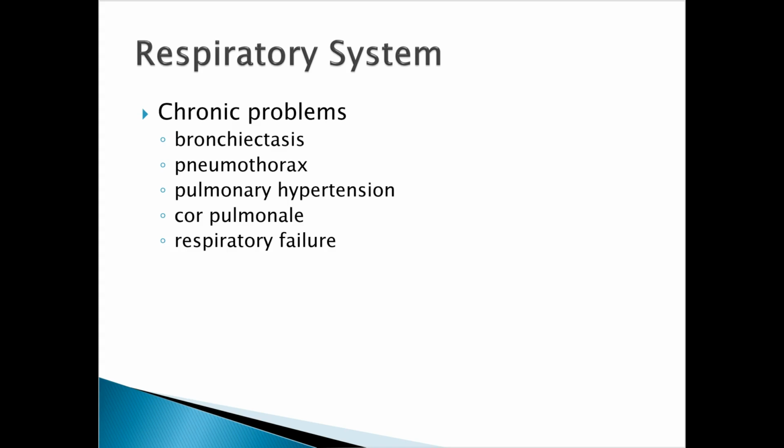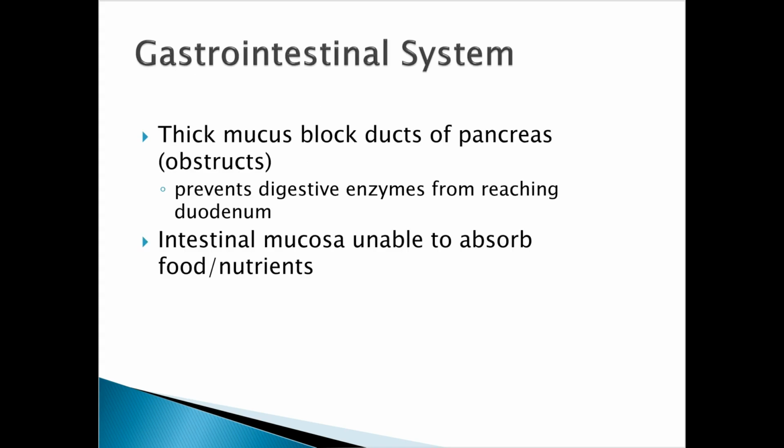They can have bronchiectasis, they may develop a pneumothorax, they may have pulmonary hypertension, they may have cor pulmonale, they may end up in respiratory failure. Again, with the treatments, the goal is to prevent them from ever having an infection and ever developing any of these things, but it is a real possibility for them.